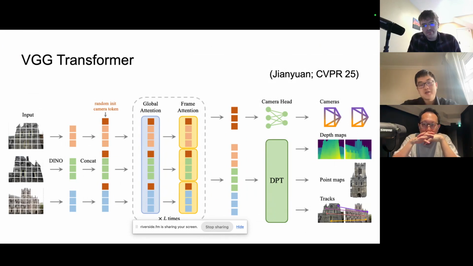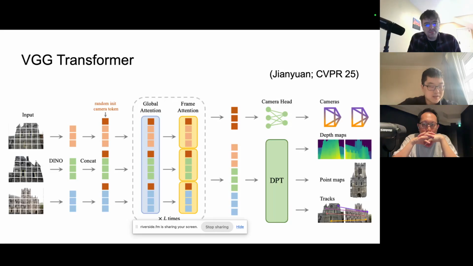Basically, in VGG Transformer, I would like to first highlight that we hope to design a framework that can accept an arbitrary number of input frames. Here in this figure, we use 3 frames as an example, but actually it can be 10 or 200 or something. During training, the model will see around 2 to 24 frames. And during testing, we validated it can work with 1 frame, 2 frames, 200 frames, or even more.